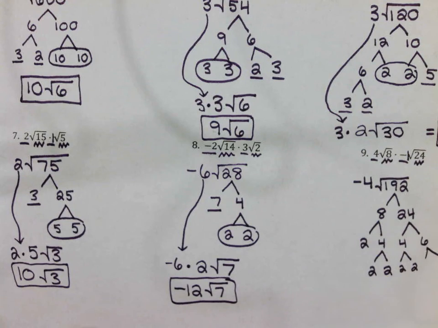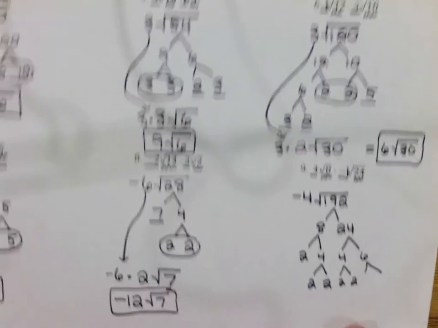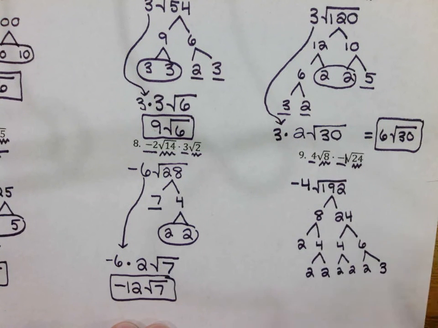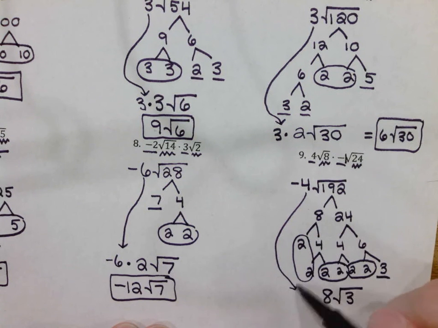This is a really big factor tree, so make sure you're writing legibly. Okay, let's see. 1 pair of 2s, 2 pair of 2s, 3 pair of 2s, and a single 3. So 2 times 2 times 2 gives us 8. 3 goes on the inside. And then I finally have to bring down this -4. So -4 times 8 is -32. And then I'll attach that square root of 3.